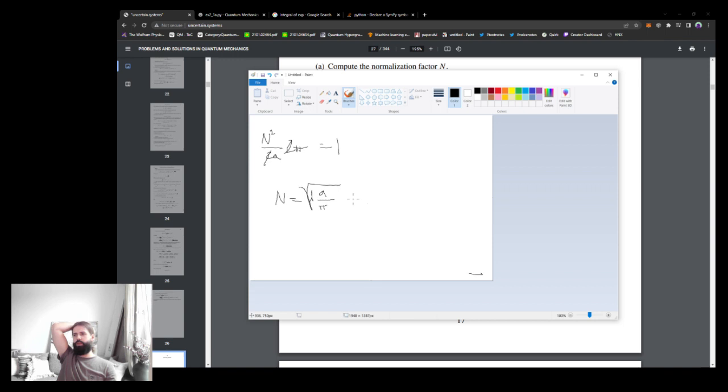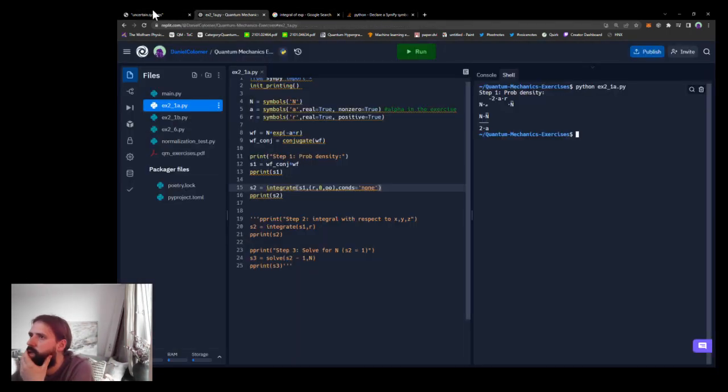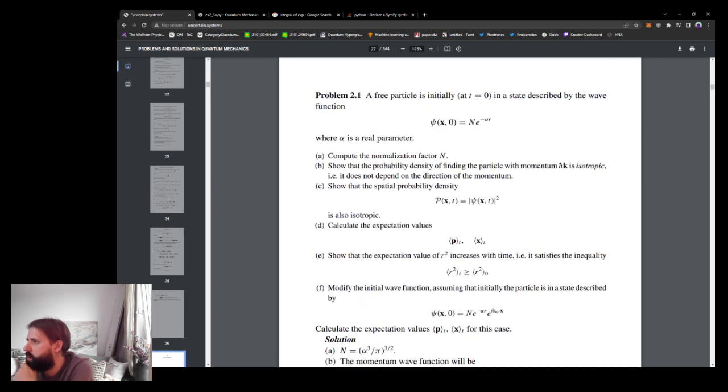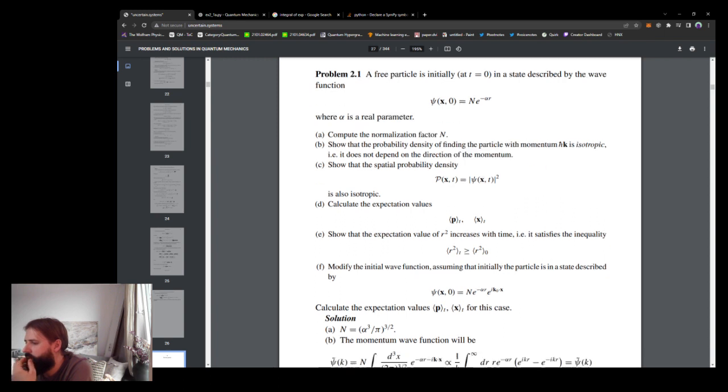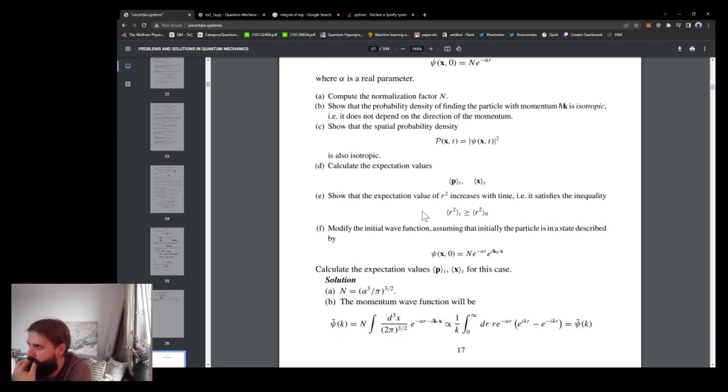Why would you get A cubed though? I mean, we don't really know anything about n. It could be complex. But then again, how do you solve for these? Find the normalization factor.